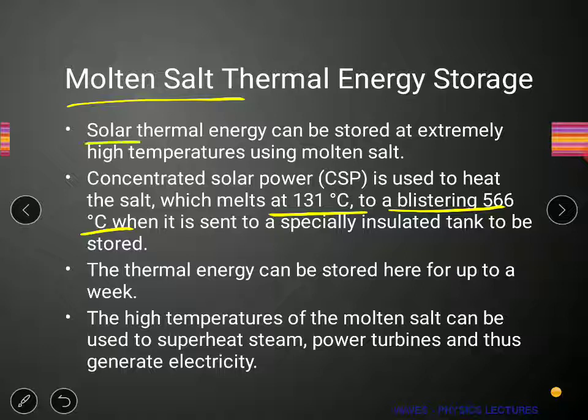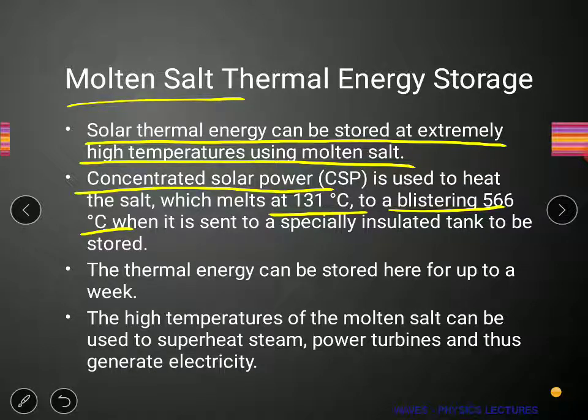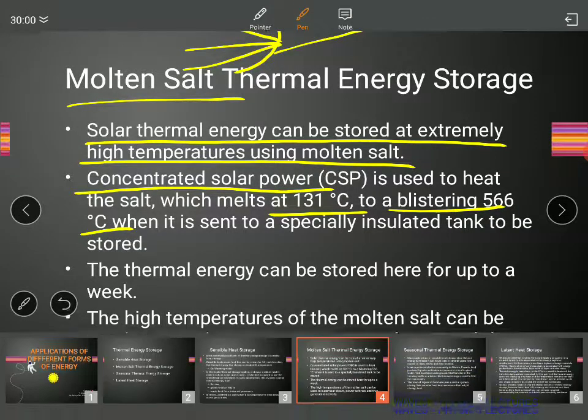The solar thermal energy can be stored at extremely high temperature using the molten salt. What we do is we use concentrated solar power. We have some setup something like this, which looks like a dish, and then the sunlight basically falls on this and it gets concentrated.